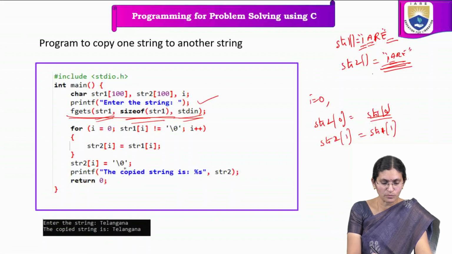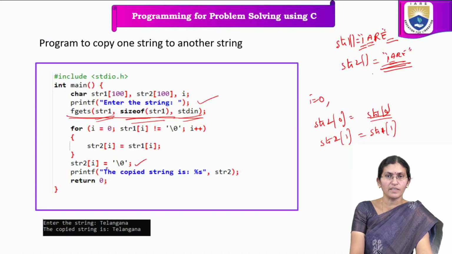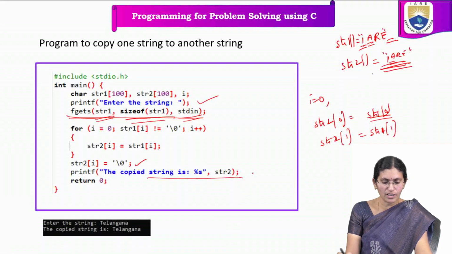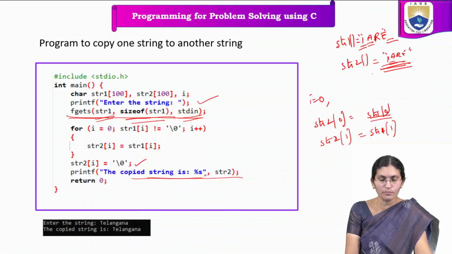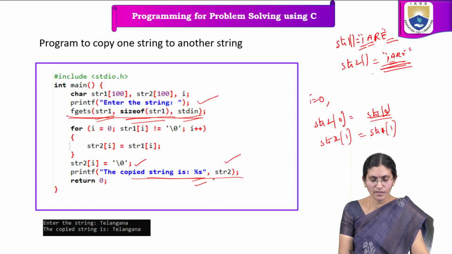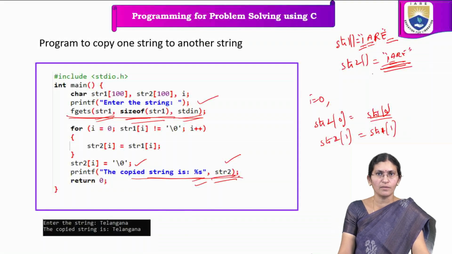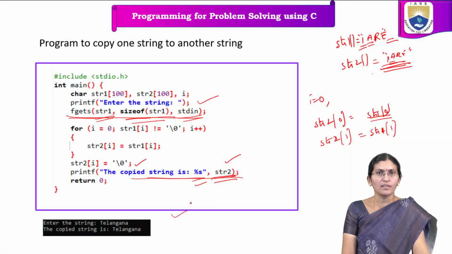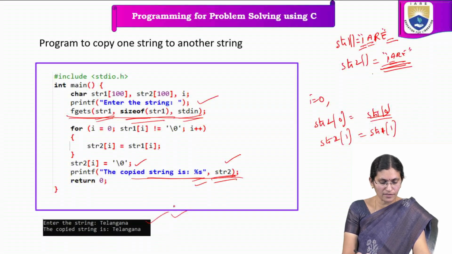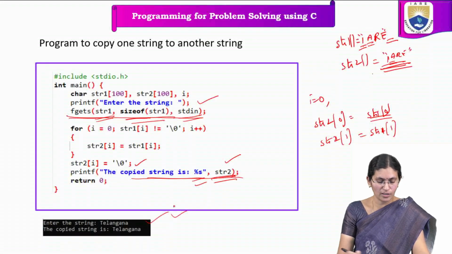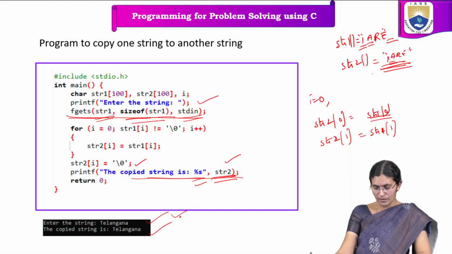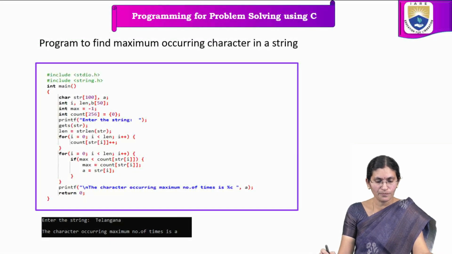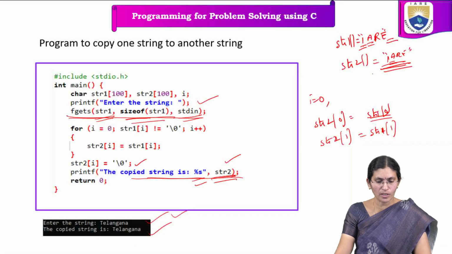At the end we have to put a null character, so str2 of I is equal to 0. Then the copied string will print. To print the copied string, that is str2, we need to use the format specifier %s and then the corresponding character array name, that is str2. If you run this program and enter the string Telangana, then str2 will also contain the same string, Telangana. In this way you can copy one string to another string.